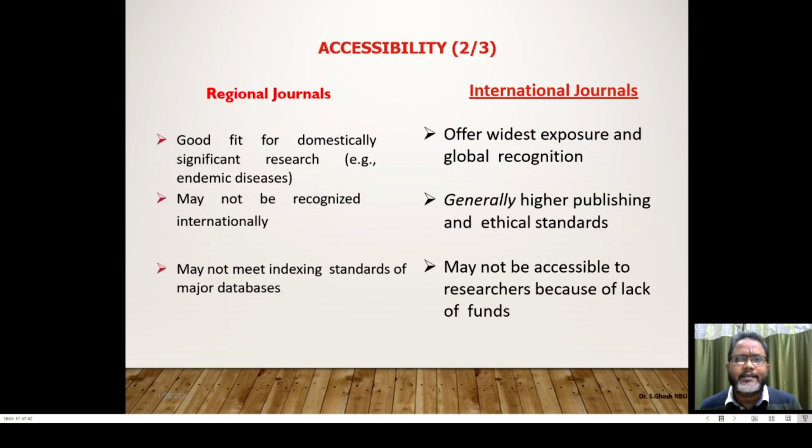So this is one. And second, we have the regional journals and the international journals. Regional journals are good for domestically significant research, that is, the case studies of a particular area in the region, but this may not be recognized internationally, because the interpretation you are making is on the basis of data from the regional basis, and that may not fit other places. You cannot replicate or regenerate it in other places, and it may not meet the indexing standards of the major databases, because citations are there.